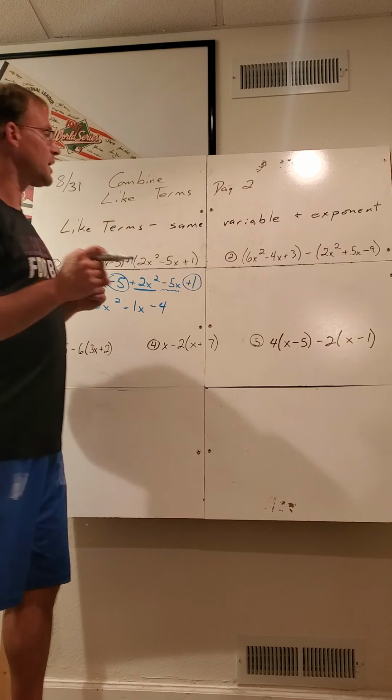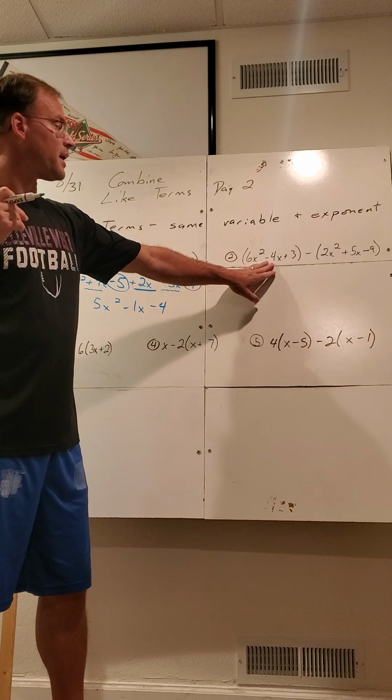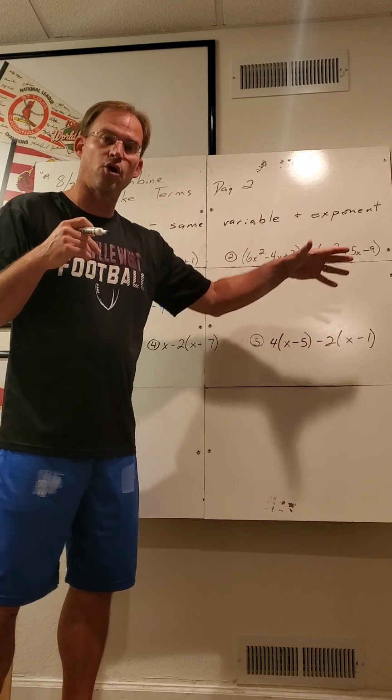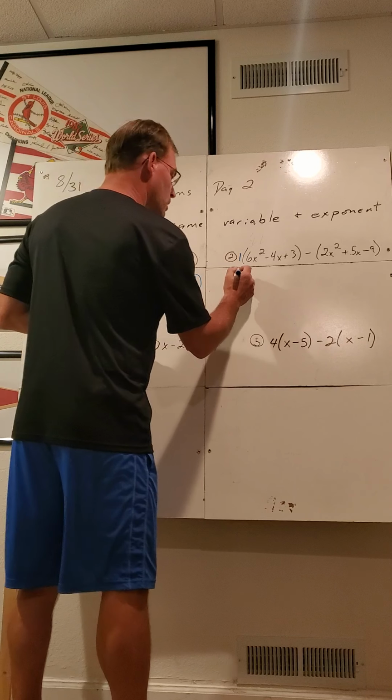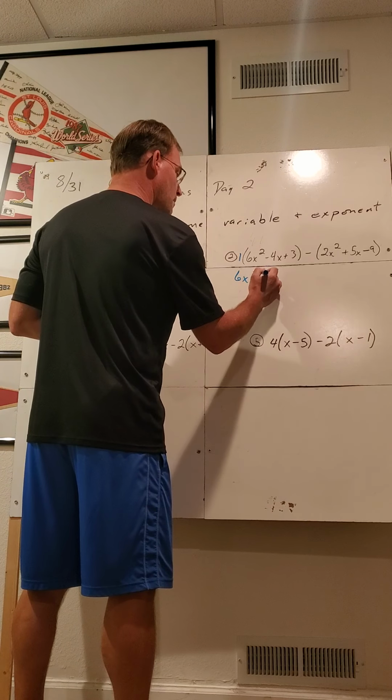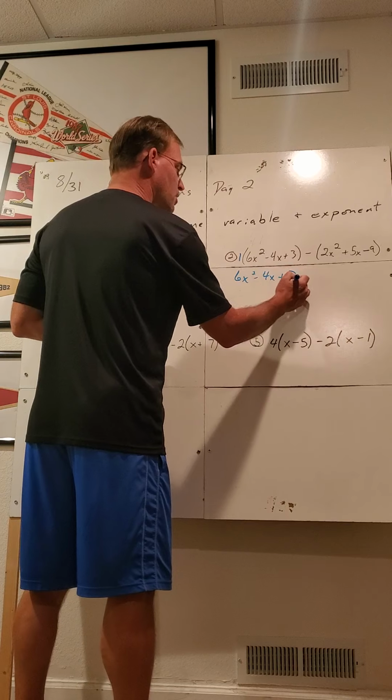Number 2. Again, same concept. Can I simplify in here? Nope. Simplify in here? Nope. Okay, what's in front of here? Can I distribute a 1? Sure. 6x squared minus 4x plus 3.